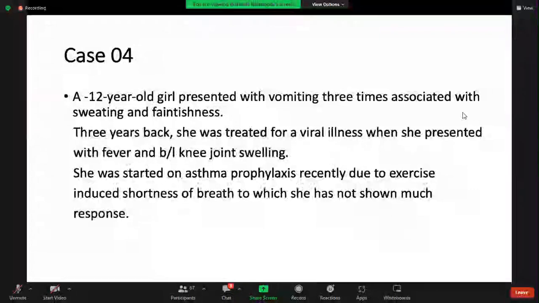Very good. Why did you think about rheumatic? What is given in this history? Bilateral knee joint swelling and fever. Yes. There's a past history from 3 years back, which was treated as a viral illness, but she had some arthritis. So most of the time the common thing is rheumatic. When you go back to the history, sometimes you might find something.